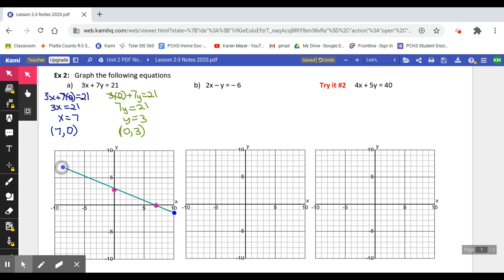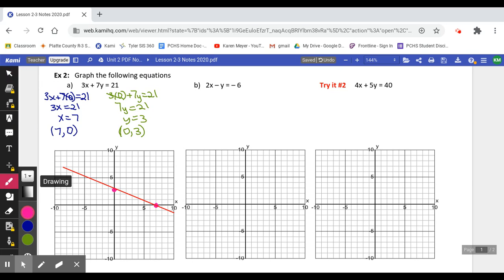And then you're done. So let's go to the middle one. Plug 0 in for y, which makes the minus 0 go away. So we get 2x equals negative 6. Divide by 2, so we get x equals negative 3. So that would be the point (-3, 0), which means go to the left 3 on the x-axis and put a dot.